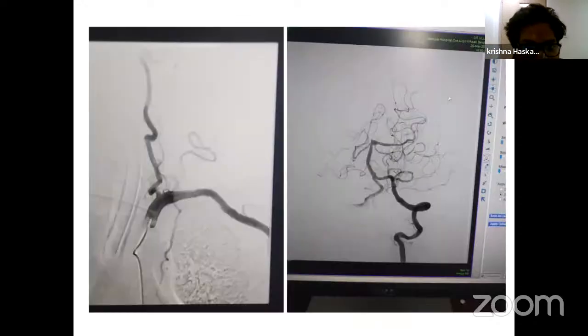We gave a left subclavian injection, which showed the origin of the vertebral artery is normal, but tortuosity of the left vertebral artery is seen. We exchanged over an extended length wire and passed the long sheath to the proximal segment, then passed the support catheter Navien. From this, we took an injection which showed the P1 occlusion on the right side.